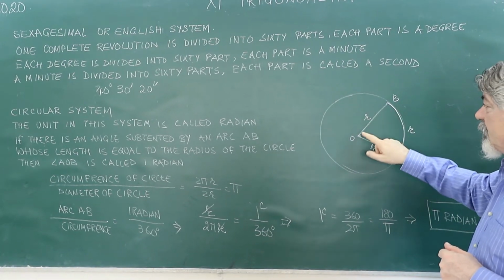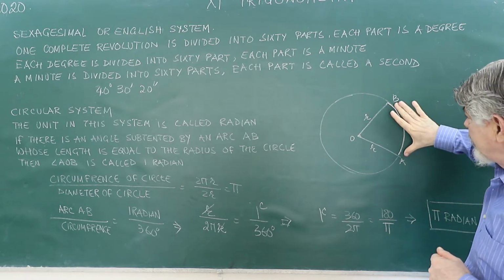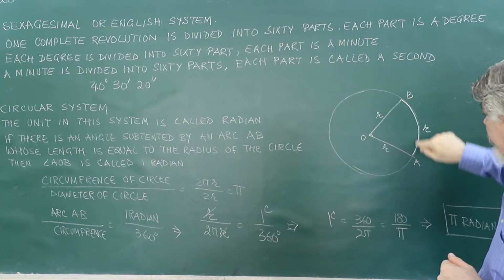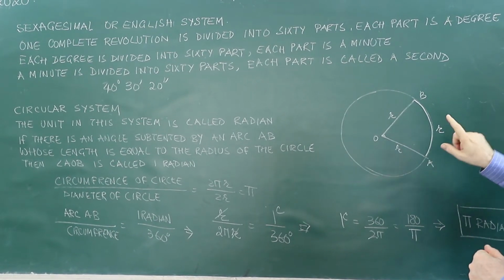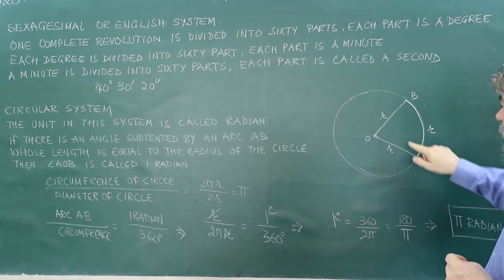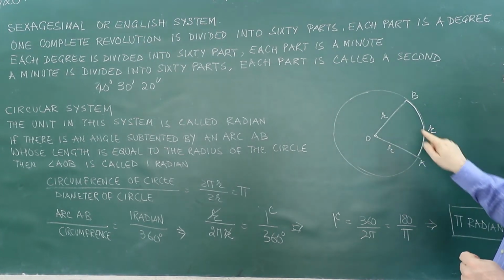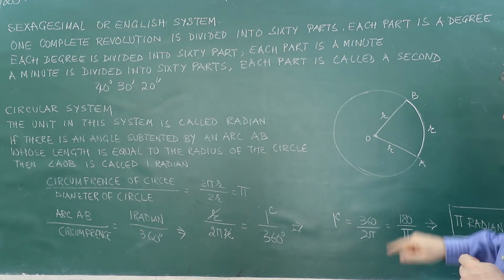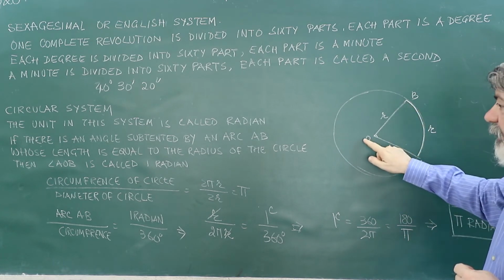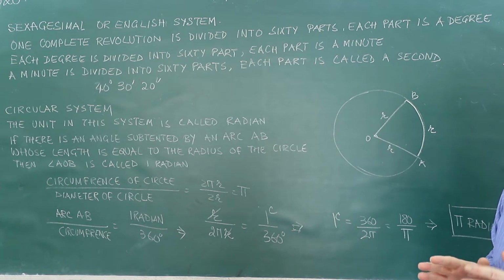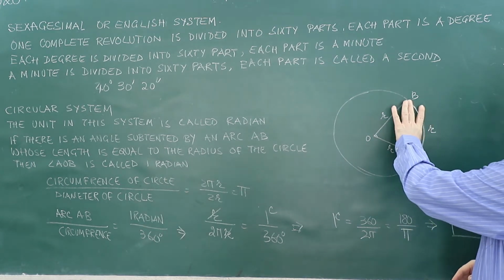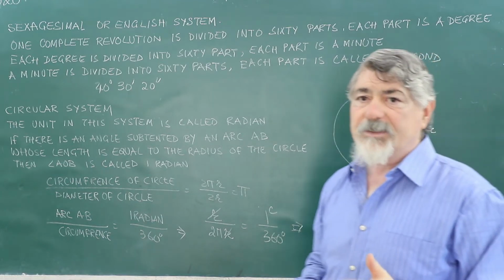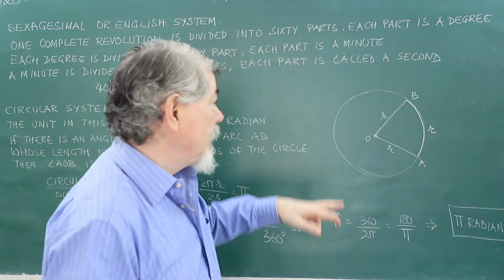Please notice the radius of the circle is r. The length of the arc AB is also r. If this happens, then the angle at the center subtended by this arc of the length r is called 1 radian. That means angle AOB will be called 1 radian. And the condition is when the length of the arc is the same as the radius of the circle. Whatever is the length of the radius of the circle is the length of the arc.